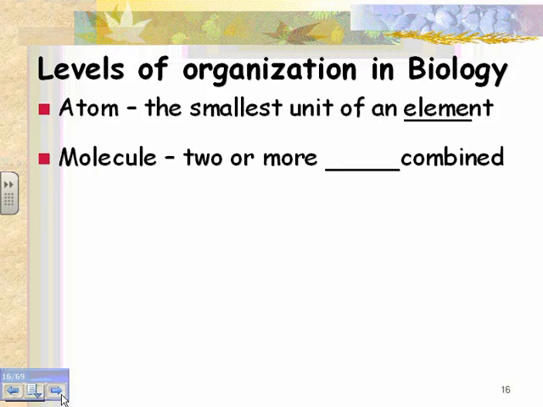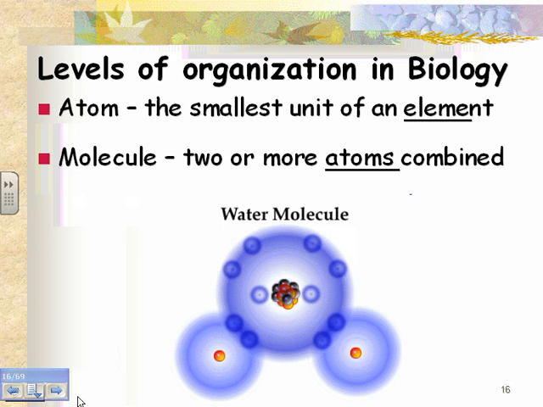If you put atoms together, you make molecules. So a molecule is two or more atoms combined. So here's an example of a molecule. This is a water molecule. You might recognize it as H2O.